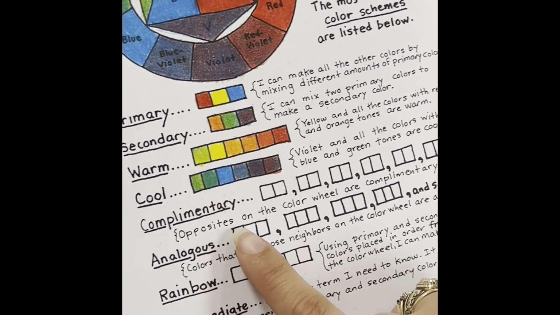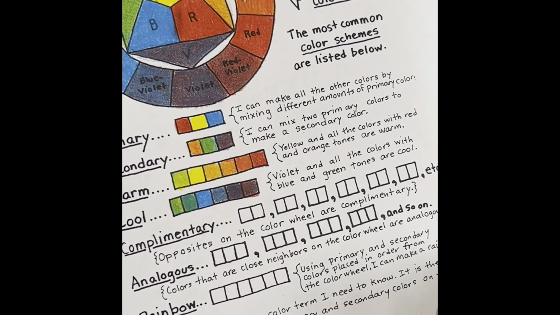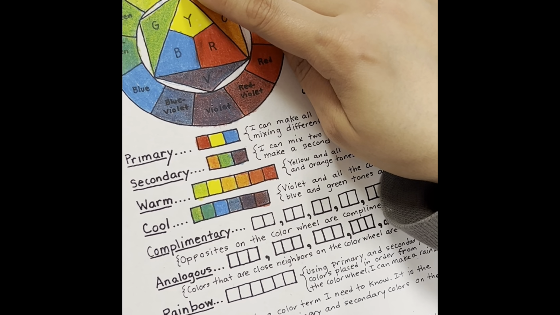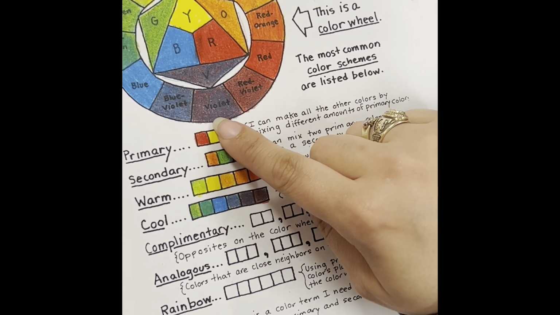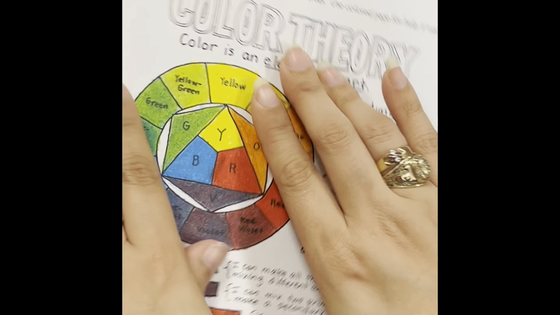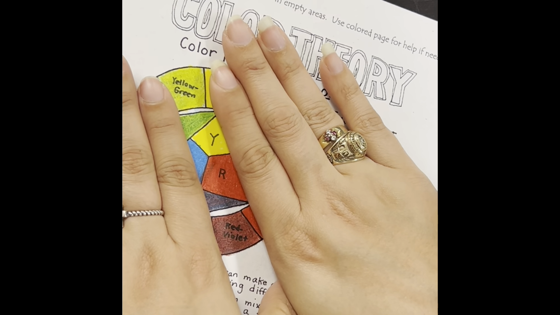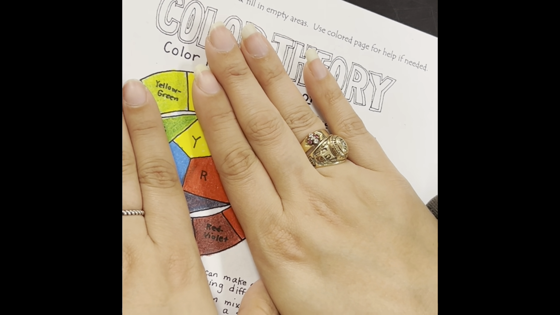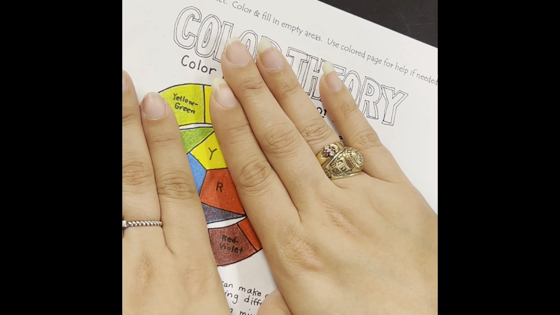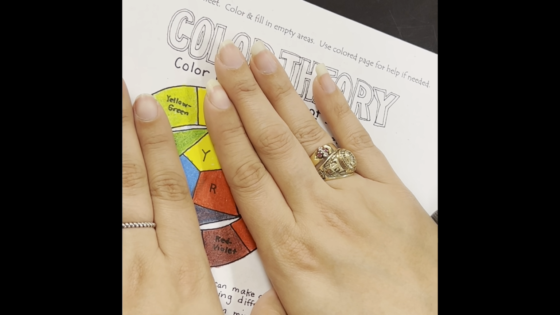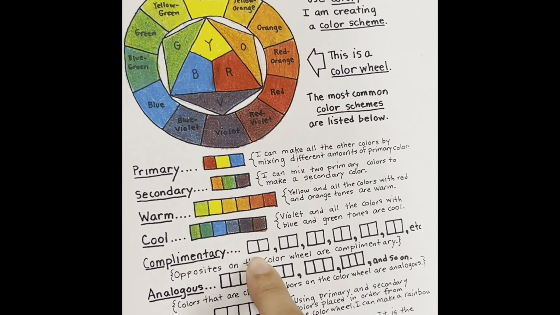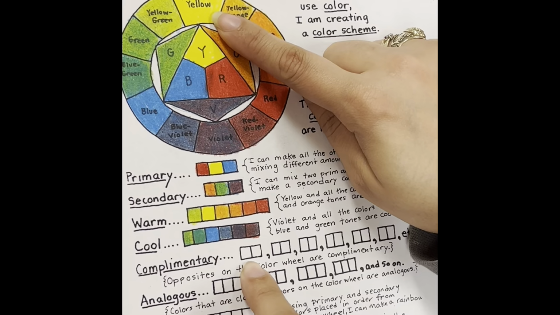The next section is complementary. You can see what it says is opposites on the color wheel are complementary. When it says opposites, it means that if this were 12 o'clock on a clock, 6 o'clock is on the other side, and that's where violet is. Yellow and violet are complementary. Same thing with yellow-green and red-violet. They are complements because they are on opposite sides. They're called complementary because they are exact opposites, and exact opposites make each other appear brighter when they're right next to one another.